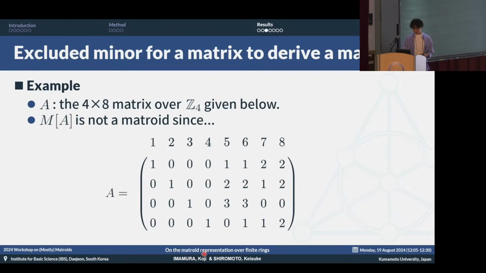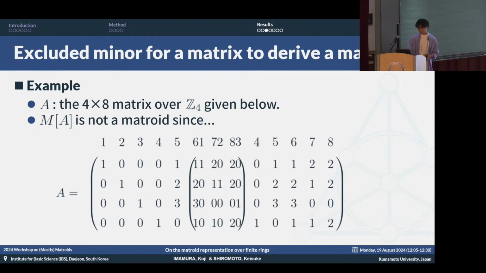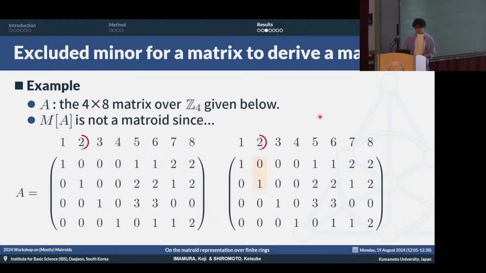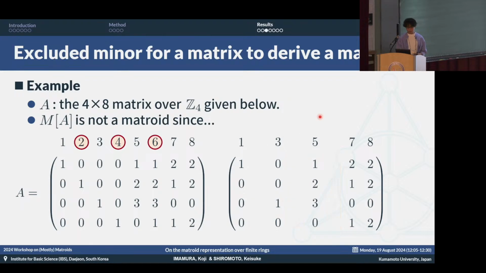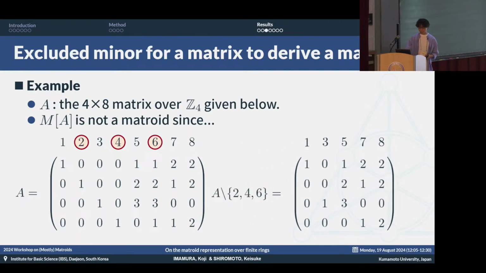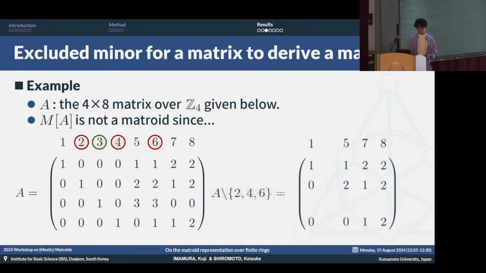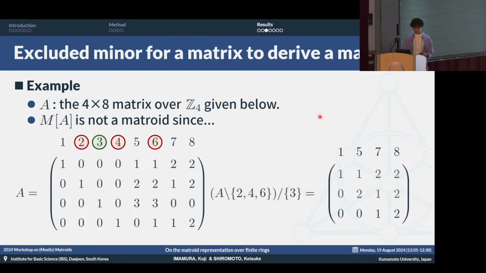Before introducing our general results, we take an example of a non-matroid. We now demonstrate that this 4 by 8 matrix over Z4 does not derive a matroid. At first, we delete 2, 4, and 6 from A, and then contract by 3, and then contract by 7.